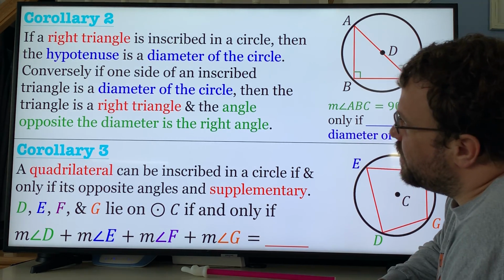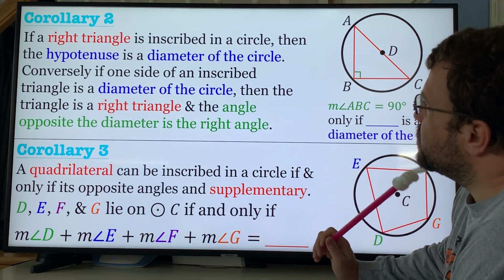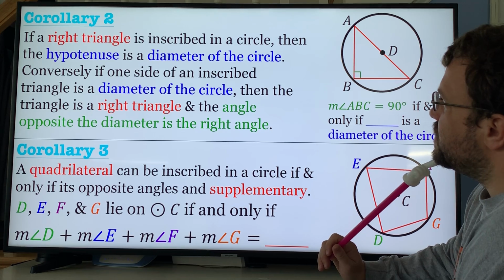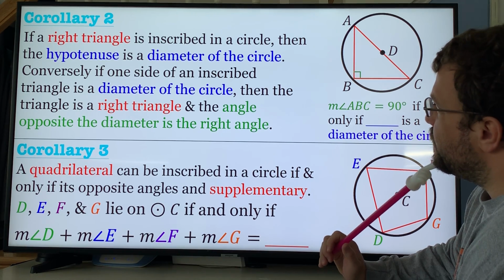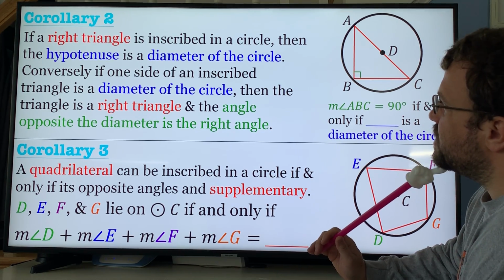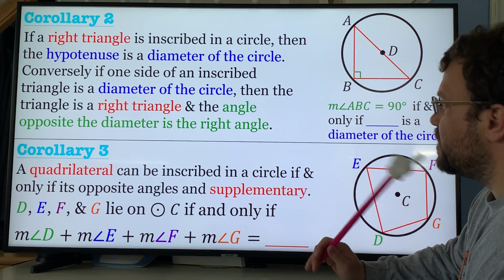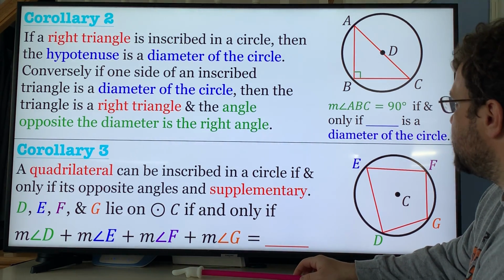All right, ready? We're going to take it up a little bit. If a right triangle is inscribed in a circle, then the hypotenuse is the diameter of the circle. Conversely, if one side of an inscribed triangle is the diameter of a circle, then the triangle is a right triangle, and the angle opposite the diameter is a right angle.